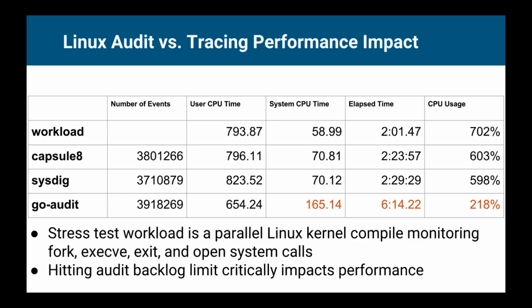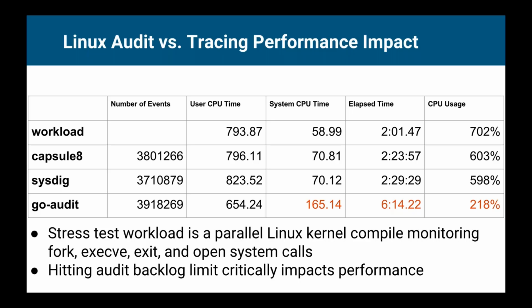With Capsulate Sensor, the workload time increases from 2 minutes to 2 minutes and 23 seconds. Sysdig increases to 2 minutes and 29 seconds. Go Audit, unfortunately, because of the Audit subsystem, hits a bottleneck when the backlog limit is hit and the workload is actually paused. And this causes the time to go up to 6 minutes. This is a pretty common concern about using Audit in production, especially with system call level auditing, because it's pretty easy to hit this bottleneck.